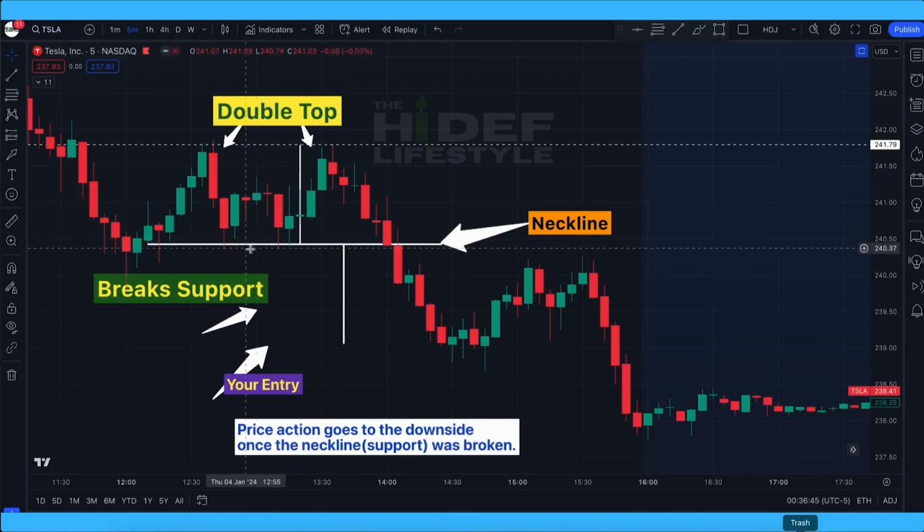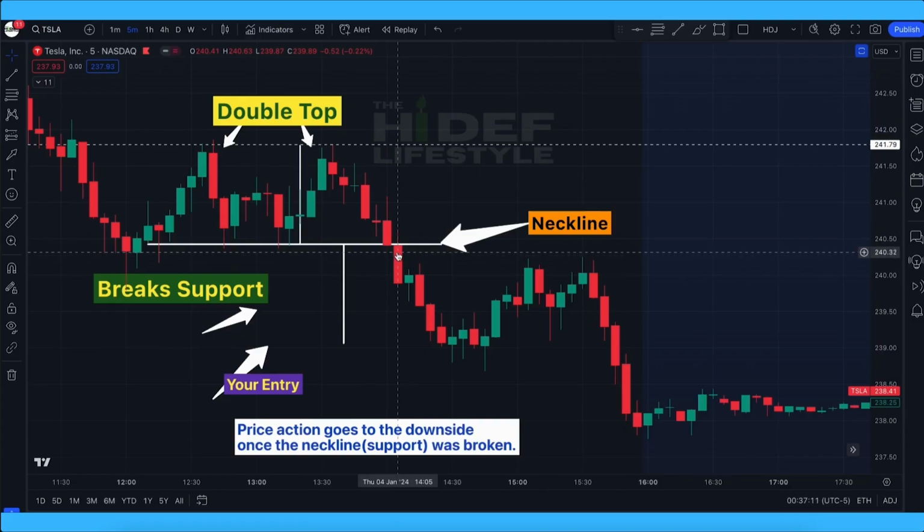So you always want to mark your neckline and mark the peak of the double top. Once you do that, you can get the distance between these two points and then move that line down here and connect the top of the line to the neckline. Now you have your distance that you can expect the drop to be. This is the expected drop distance.